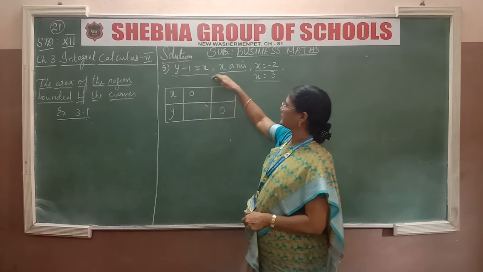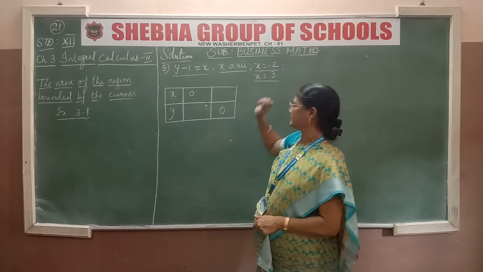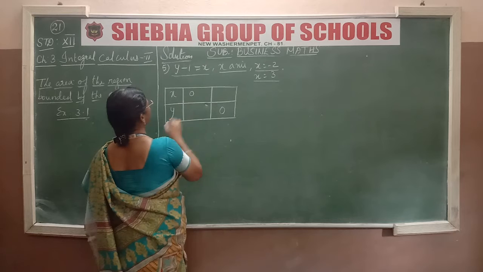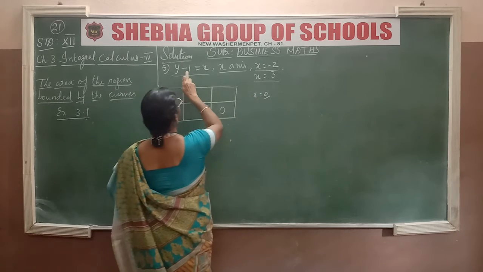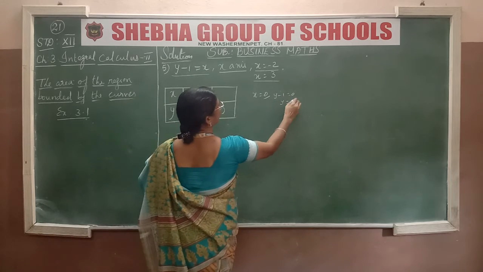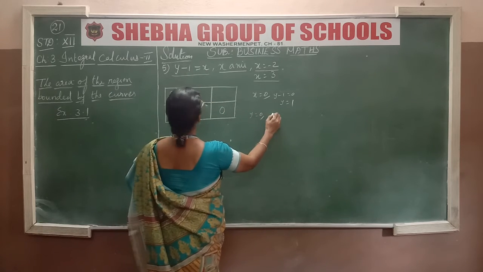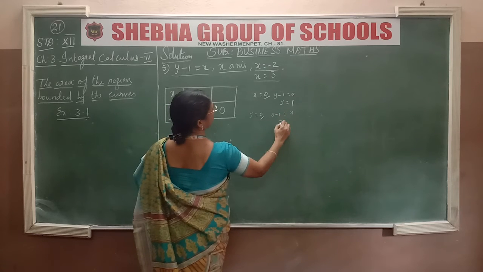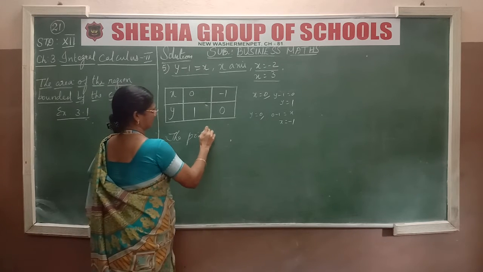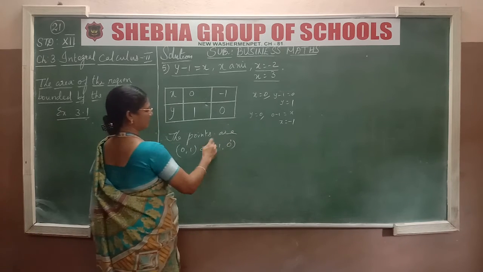Fifth one, the given lines are y minus 1 equal to x, x axis, x equal to minus 2 and x is equal to plus 3. First find 2 points. Substituting x equal to 0, we get y minus 1 equal to 0, that is y is equal to 1. And y is equal to 0, substitute, we get 0 minus 1 equal to x, or x is equal to minus 1. So the 2 points are 0, 1 and minus 1, 0.